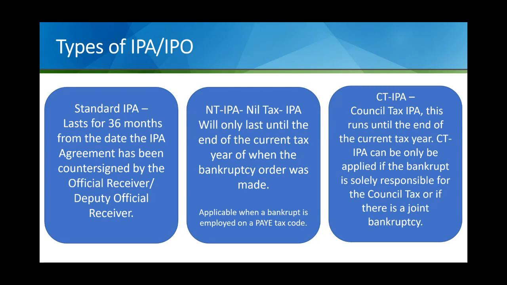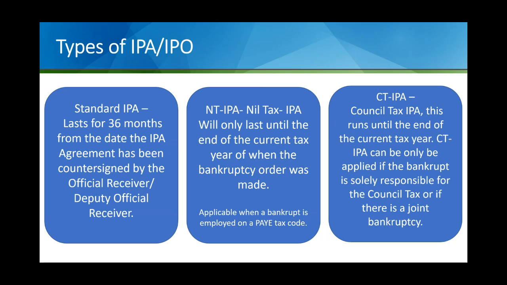So the types of IPA and IPOs. The standard IPAs last for 36 months from the date the IPA agreement has been countersigned by the official receiver or deputy official receiver. The next type of IPA is what we call an NT IPA or a nil tax IPA. This only lasts until the end of the current tax year. For example, if a person was made bankrupt in June, and there was surplus for an NT IPA, we would collect that until the end of the current tax year. So that would be 31st of March 2021.